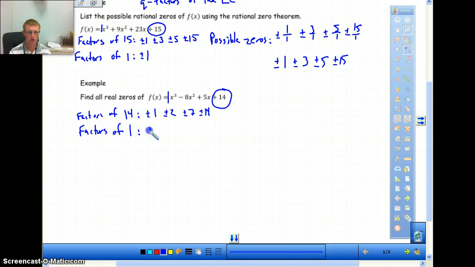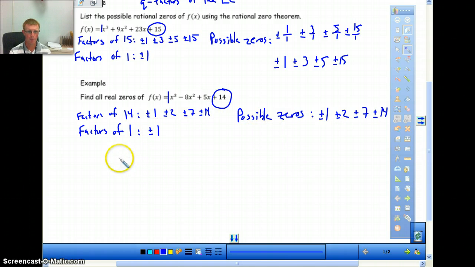Our factors of 1 are just plus or minus 1. So our possible zeros are just simply plus or minus 1, plus or minus 2, plus or minus 7, and plus or minus 14. So again, it's just these values right here because they're all going to be over 1. And it can be plus or minus.